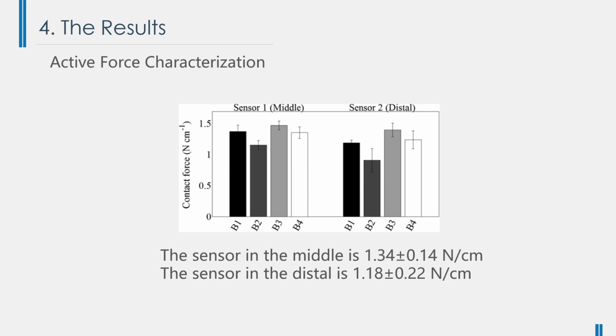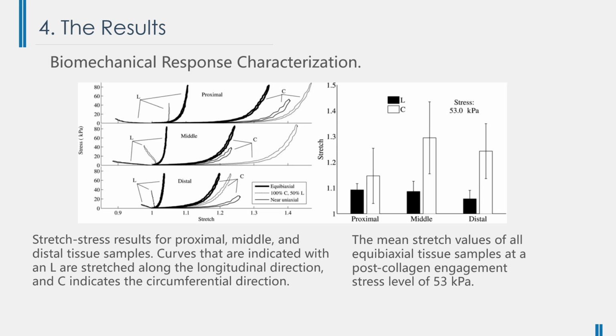The graph shows the results of active force characterization. The left one is the mean radial contact forces per centimeter of the middle part. The other data is from the sensor placed in the distal region. The figure on the left shows 3 tissue samples, one each from the proximal, middle, and distal regions of the small bowel. The tissue exhibits behavior typical of collagenous material.